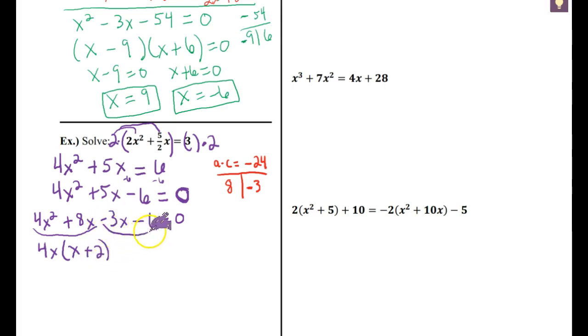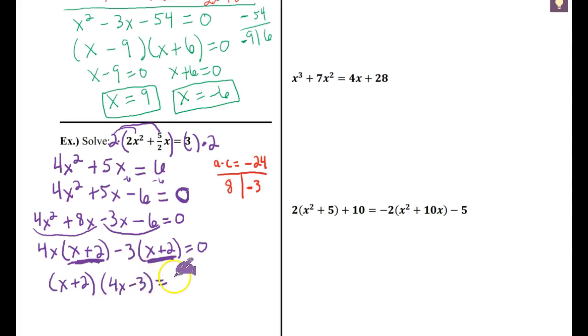Then I look at the second 2 terms. I take out the GCF of these 2, so a negative 3. If I divide out a negative 3, I'd be left with positive x, and negative 6 divided by negative 3 is positive 2. Not quite done. I notice these are in common now. I have a binomial in common. So I factor out x plus 2. When I divide those out, I'm left with 4x minus 3. Still equal to 0.